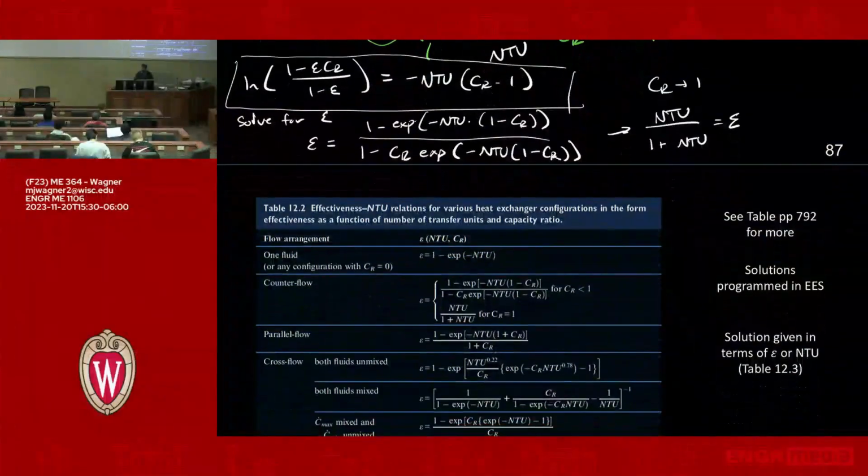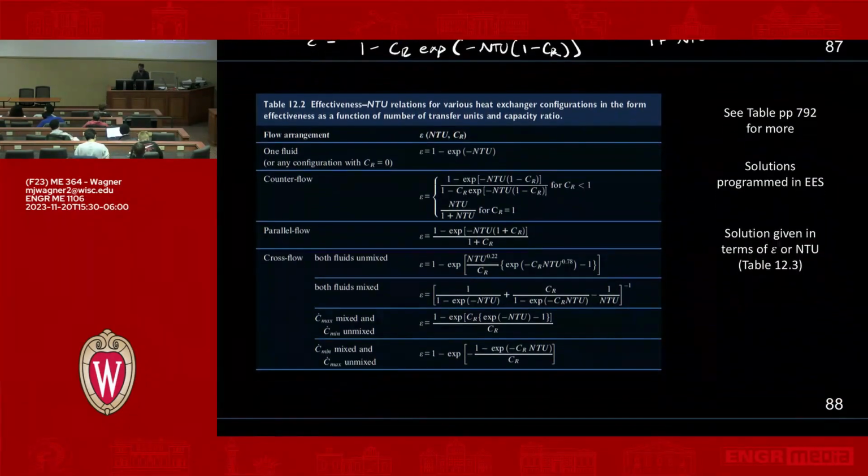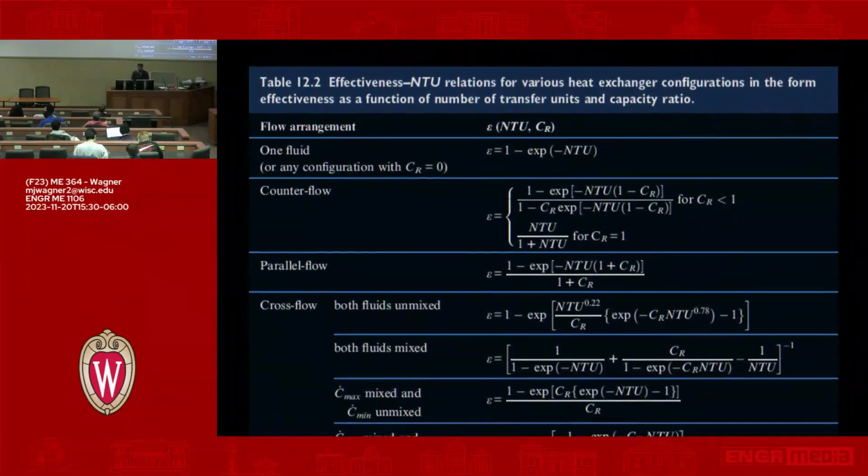All right, so let's look at some other examples here. If you go to the textbook, you can find other examples of this relationship, the effectiveness-NTU relationship, for different situations. So this is from table 12.2 in the textbook. I'll just zoom in a little. Look at the flow arrangement on the left-hand side. If you have a counterflow situation, that's what we just derived. That's the second row there. So that's counterflow, and then there's a capacitance ratio consideration. If you went in parallel flow, it'd be the one below that. Notice it's almost the same, just slightly different.